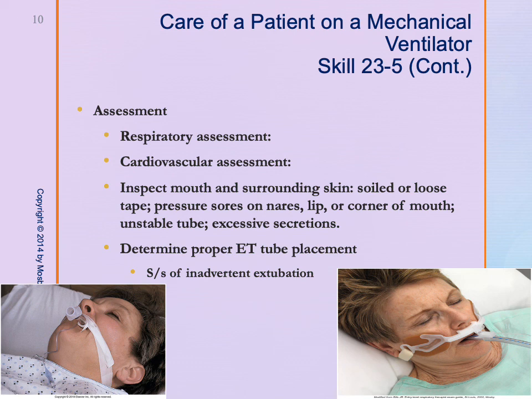Some signs and symptoms would be vocalizations by the patient as air flows up and over the vocal cords. Other signs and symptoms may include only auscultating breath sounds on one side of the chest, only visualizing movement of the chest on one side, decreased oxygen saturation, decreased pressure readings on the ventilator, changes in endotracheal tube depth according to the centimeter markings on the tubing, and changes in capnography, which is used to measure carbon dioxide levels. And we'll go into this in greater detail on the next slide.